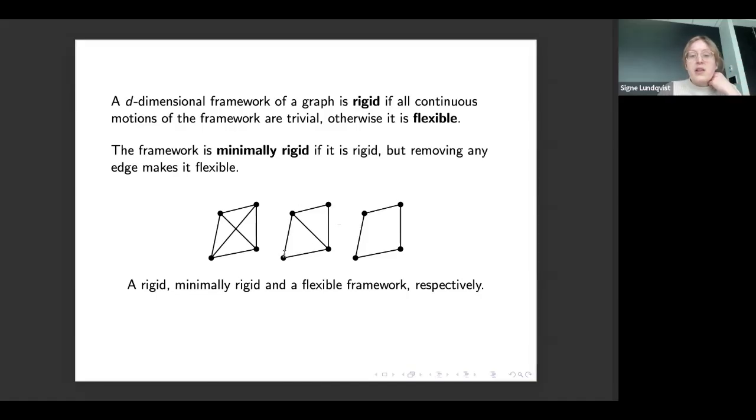But actually, the framework in the middle here, so it's a square with a diagonal, is also rigid. And in fact, that framework is minimally rigid, because if you remove any edge, if the edge you're removing is the diagonal, then you will get back to this square, which we saw was flexible. And if you remove an edge in the outside four-cycle, then one of the vertices will be able to move independently of the rest of the graph. So that one is minimally rigid. And the square we saw was flexible.